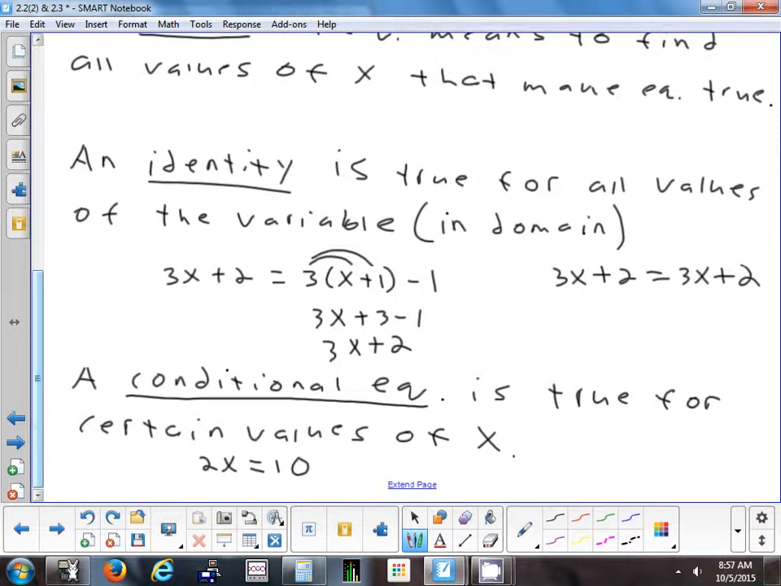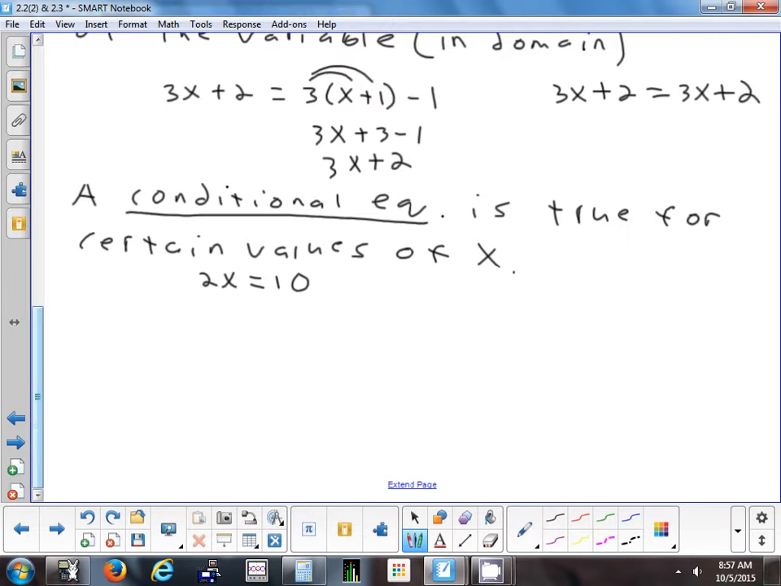Sometimes conditional equations have multiple values that could make it true, like that one. What value would make that one true? 2. 2 times 2 is 4. And what else? Negative 2 times negative 2 is also 4. This is a conditional equation. It has 2 solutions. This is a conditional equation with 1 solution.